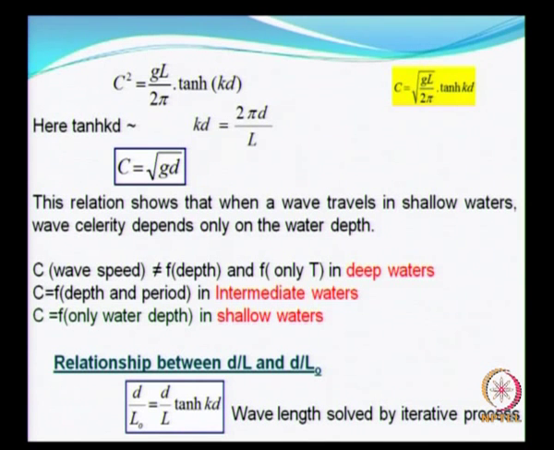So to summarize the behavior of the celerity or the speed of the wave: you see that the wave speed is not a function of water depth, it is just a function of wave period in deep waters. In intermediate waters it is going to be a function of both water depth and wave period, whereas in shallow waters it is going to be just a function of water depth alone. Is that clear?